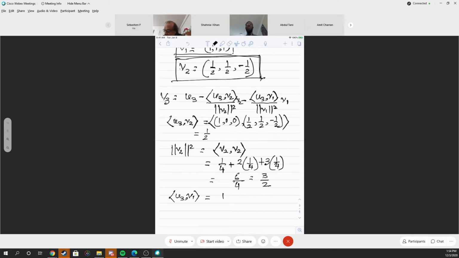U3. 100. V1, V1 is the same as U1, which is 111. So that is simply 1. That's it.